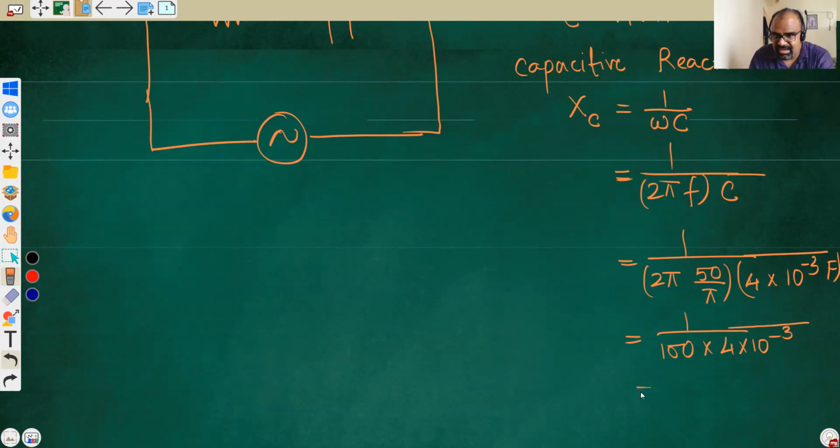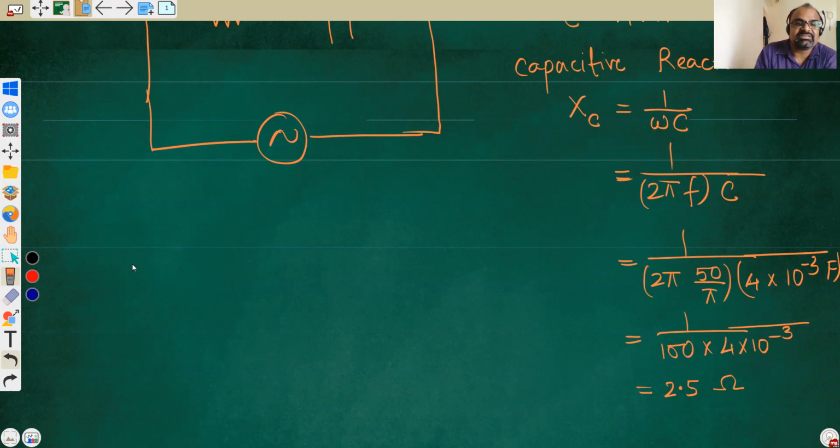Okay, so that will be how much? 10 by 4. I hope I'm correct. Yeah, 10 by 4, which is equal to 5 by 2, which is equal to 2.5. So 2.5, what will be the unit? This unit will be ohm. Okay, calculation seems to be correct.